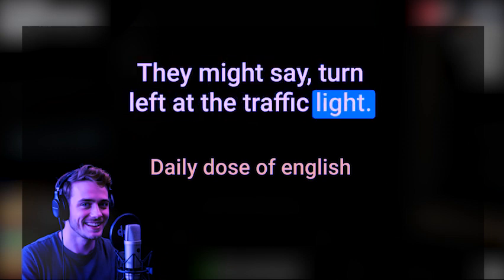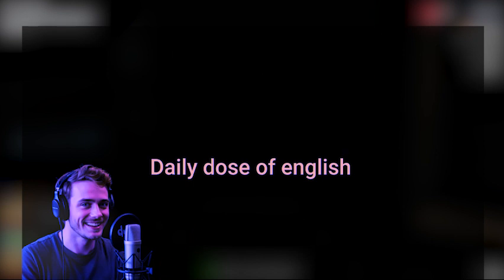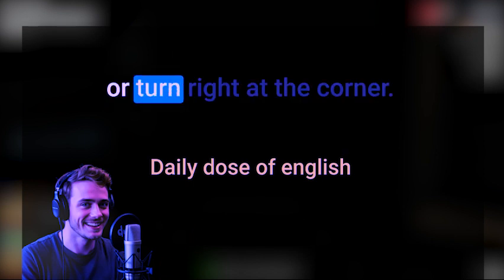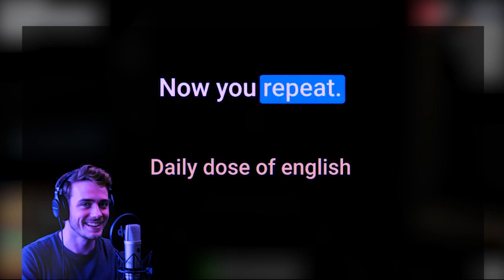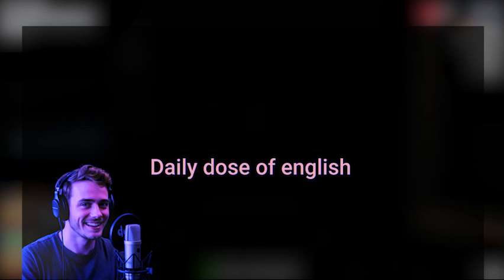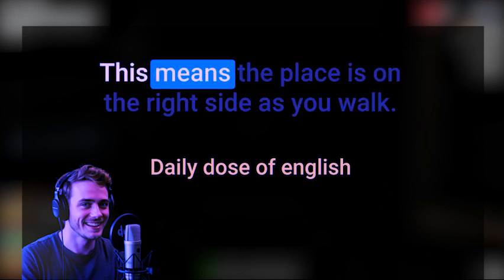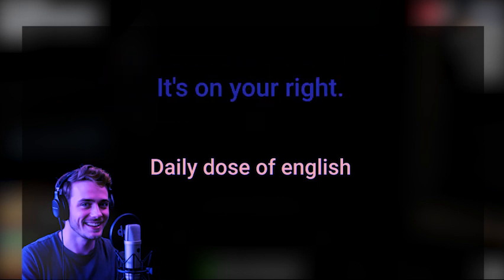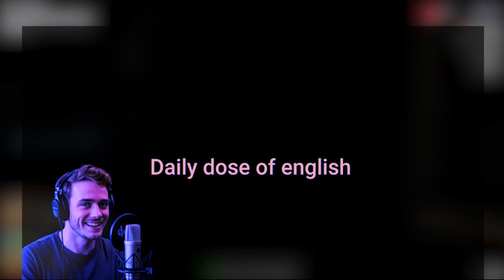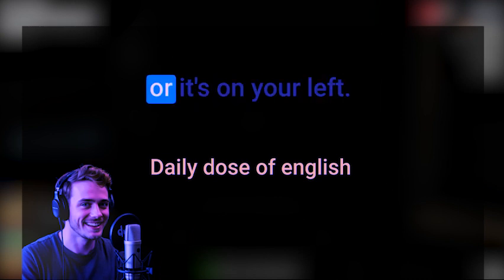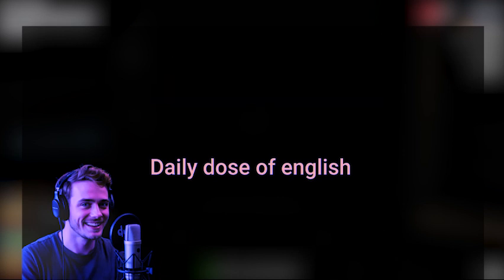They might say, "Turn left at the traffic light." Now you repeat. Or turn right at the corner. Now you repeat. Here's an important one. It's on your right. This means the place is on the right side as you walk. Now you repeat. Or, it's on your left. Now you repeat.